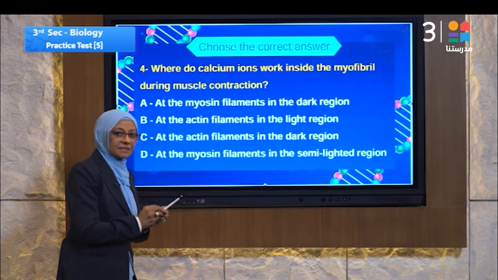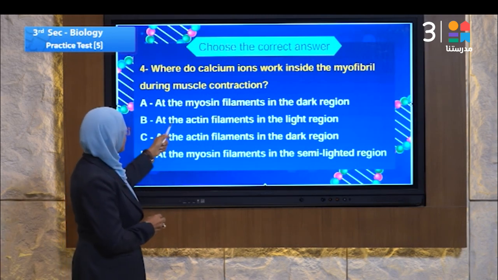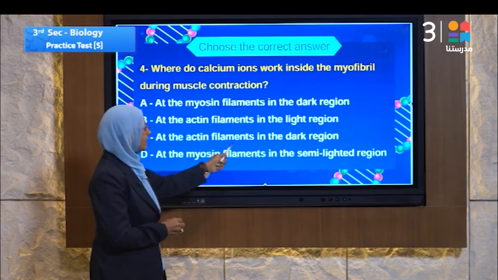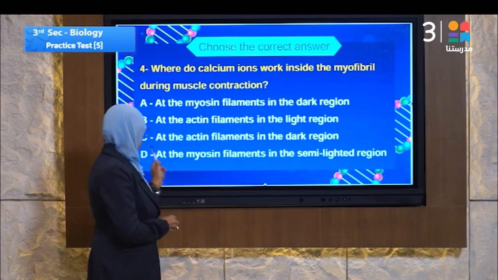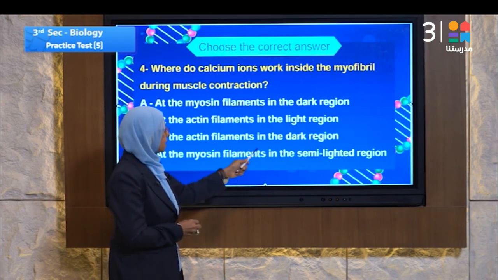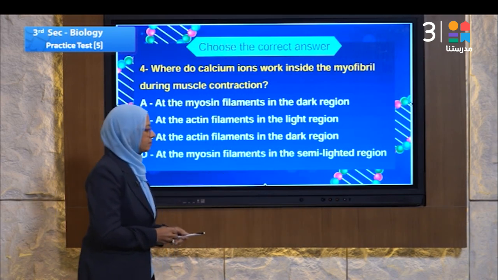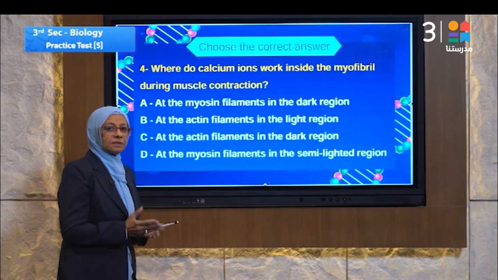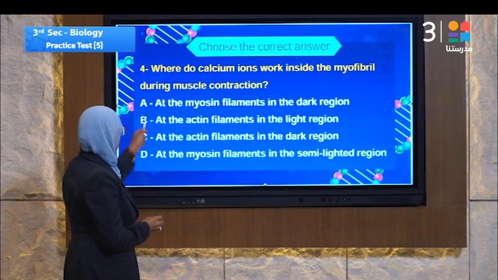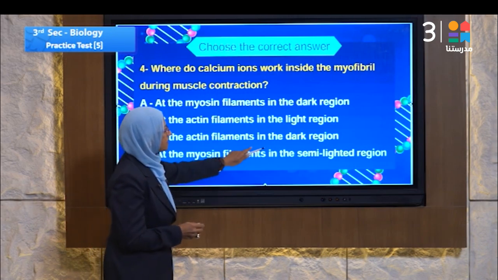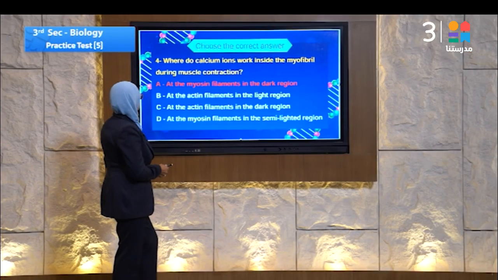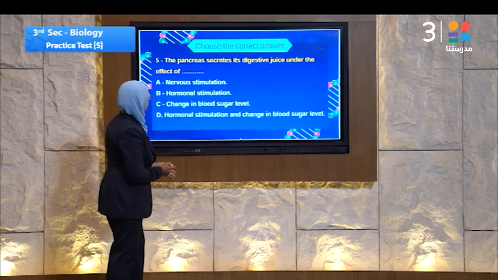At means the place. Number B, at the actin filaments in the light region. C, at the actin filaments in the dark region. D, at the myosin filaments in the semi-lighted region. Let's decide. Calcium ion has its role at the myosin filaments in the dark region. That's the answer. So let's go to number 5.